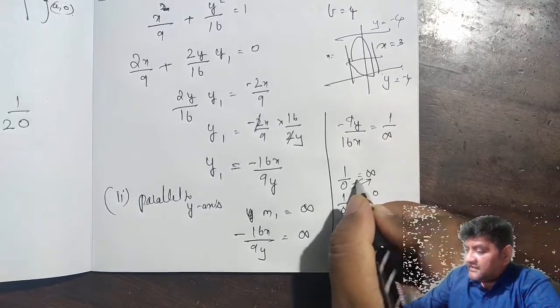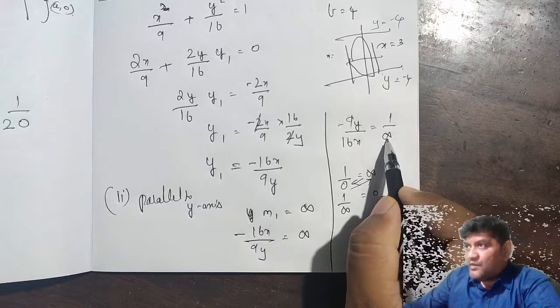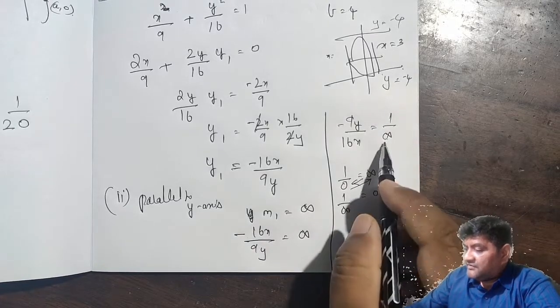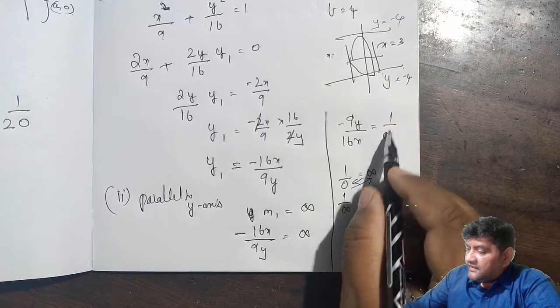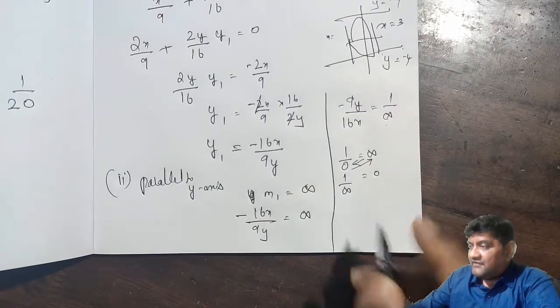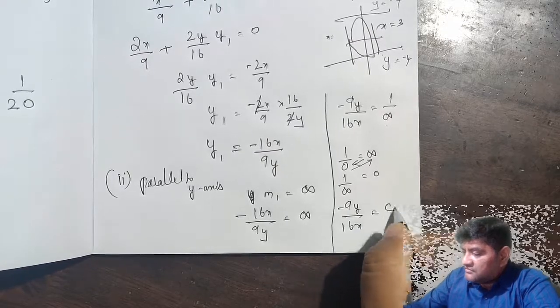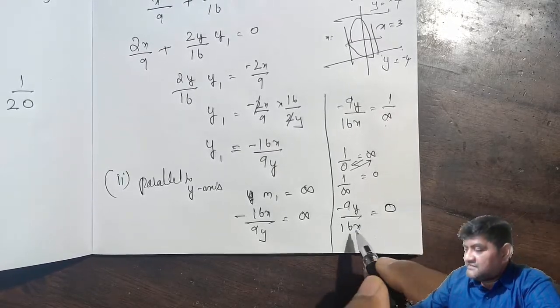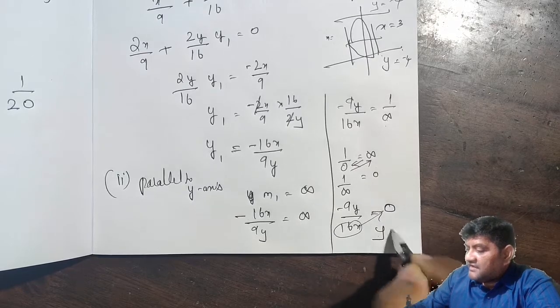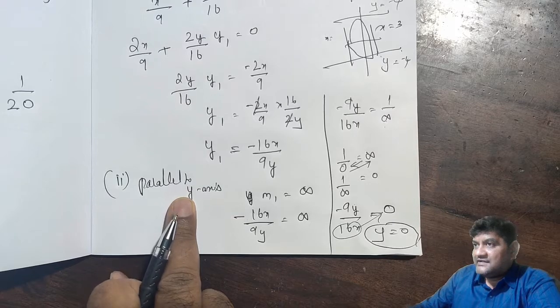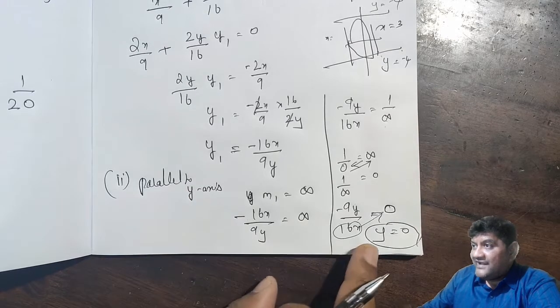Just transposing it like that. And therefore, I have 1 over infinity over here. This becomes a 0. This becomes a 0. And what will I have? I will have minus 9y by 16x as equal to 0. After this, solving it is very simple. You transpose this, so you get y is equal to 0. Now that's the point where the tangent is parallel to the y-axis, where y is equal to 0.